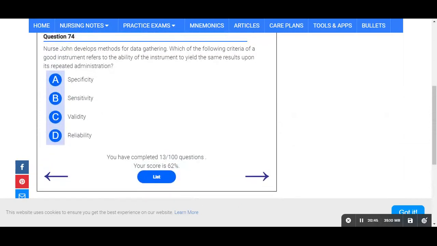Nurse John develops methods for data gathering. Which of the following criteria of a good instrument refers to the ability of the instrument to yield the same results upon its repeated administration? Okay. I'm not sure.